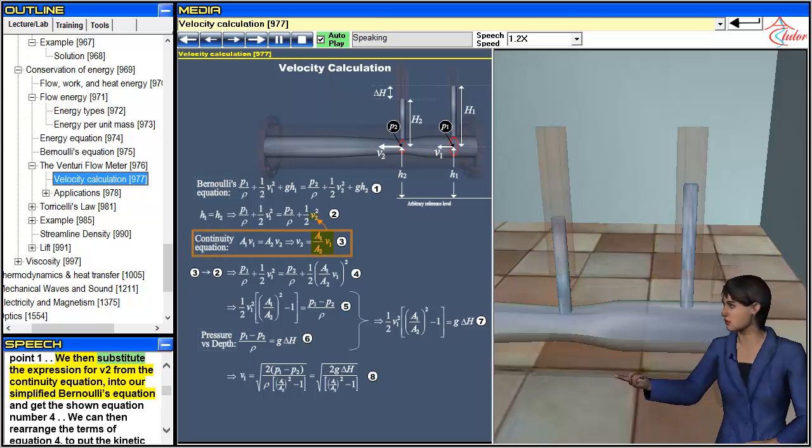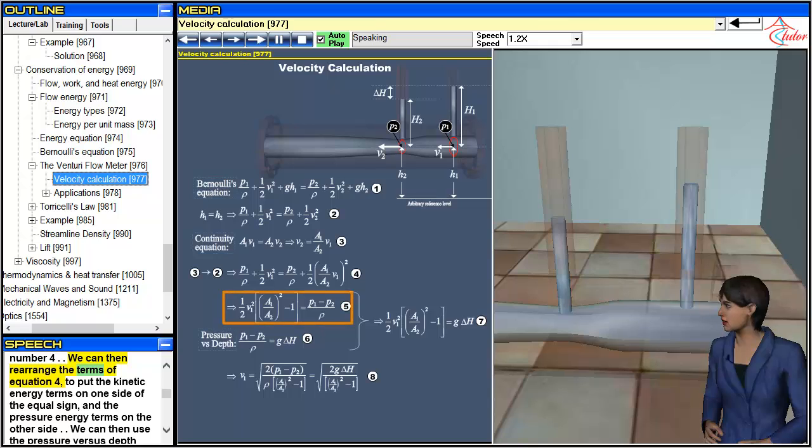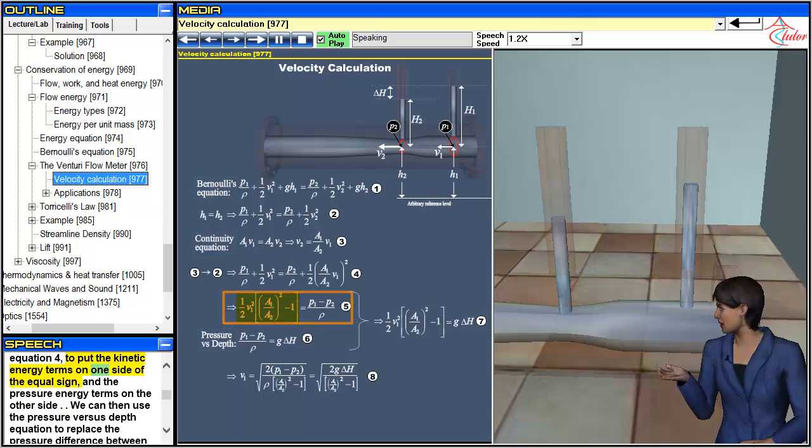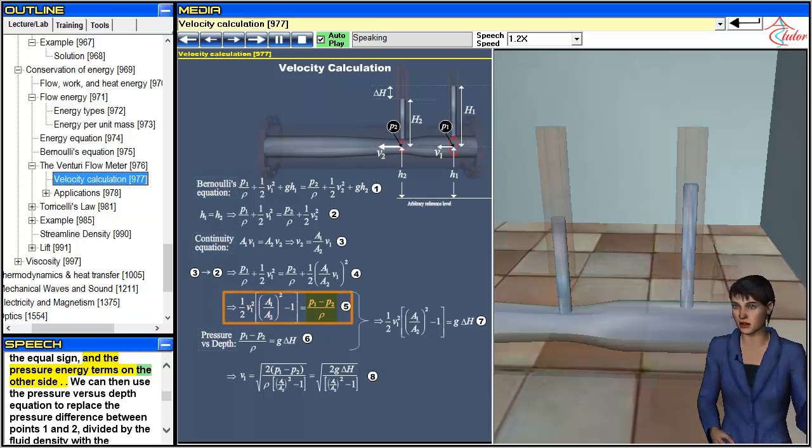We then substitute the expression for V2 from the continuity equation into our simplified Bernoulli's equation, and get the shown equation number 4. We can then rearrange the terms of equation 4 to put the kinetic energy terms on one side of the equal sign, and the pressure energy terms on the other side.